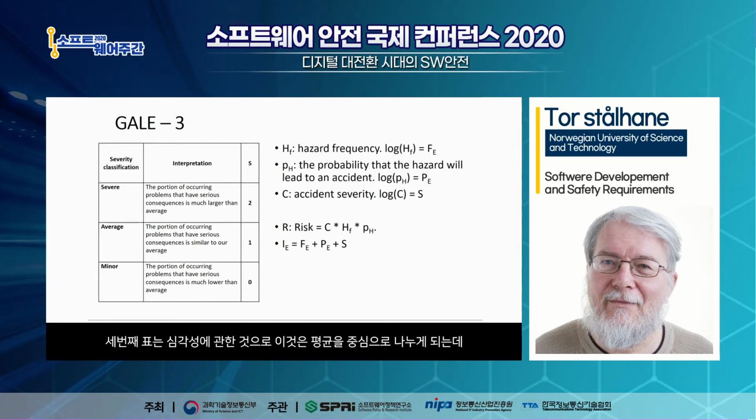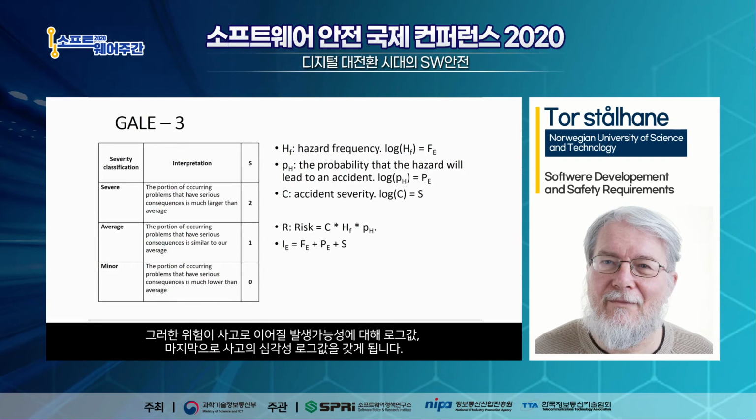And then the third one is about severity. And the severity is referred to what is average. It says, for instance, here, the portion of occurring problems that have serious consequences are much larger than average. And we now have the hazard frequency and its logarithm, the probability that the hazard will lead to an accident as its logarithm, and we have the accident severity and its logarithm. And of course, the risk is the product, and the risk index is just the sum of the logarithms.